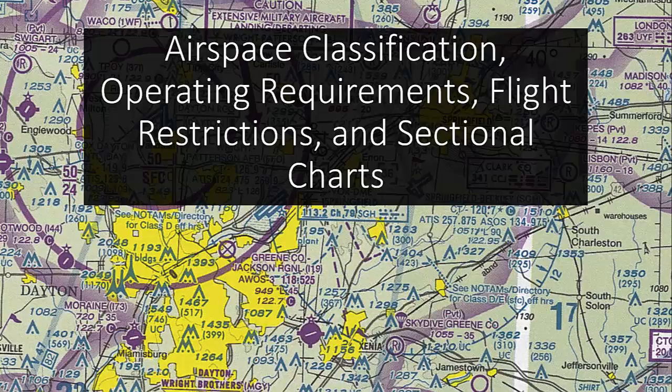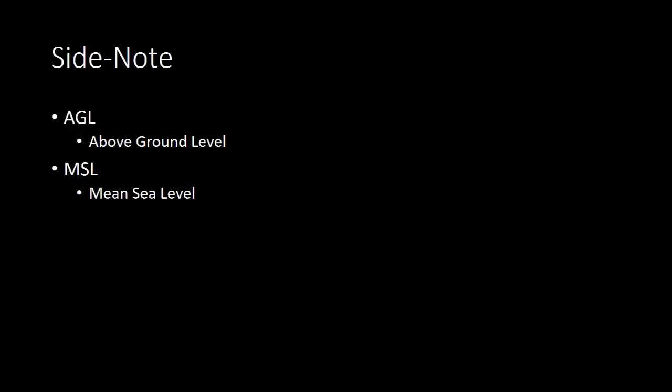official title is Airspace Classification, Operating Requirements, Flight Restrictions, and Sectional Charts. Quite a tongueful. One side note, there's a couple of terms you're going to see repeated over and over, and just to be sure everybody's on the same note, when we talk about height above ground in the air, it's important that we distinguish between AGL, which is above ground level, and MSL, which is mean sea level. So mean sea level basically means it's from the average height of the ocean up.